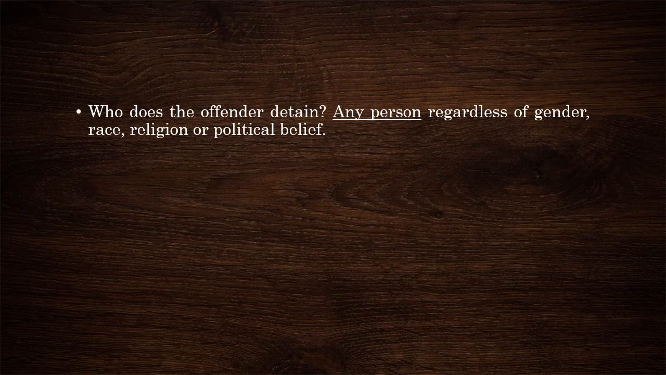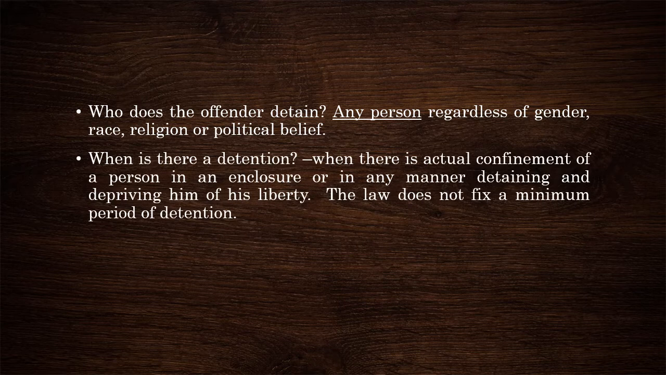Who does the offender detain? Answer, any person, regardless of gender, race, religion, or political belief. Another question, when is there a detention? There is a detention when there is actual confinement of a person in an enclosure, like in a prison cell or in a house, or in any manner detaining and depriving him of his liberty. Take note that the law does not fix a minimum period of detention. So a detention can last, let's say, for half an hour or an hour. It doesn't matter because the law, as I said, does not fix a minimum period.